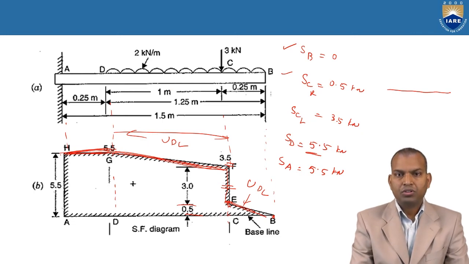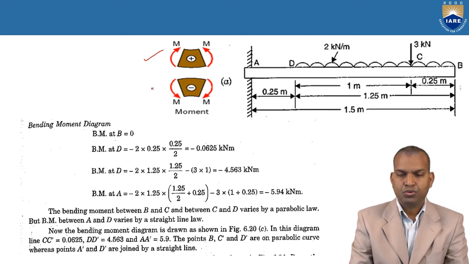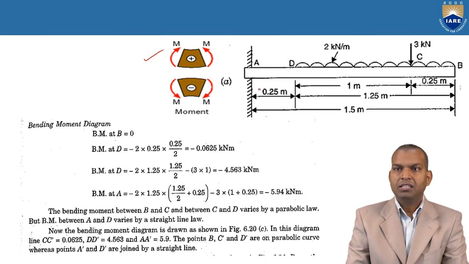Now next, how to draw the bending moment diagram. First of all you have to draw the bending moment sign conventions so that you will not get any confusion. After practicing some problems, with more practice, you can draw directly without sign conventions, and without keeping the values. You can also directly draw the shear force and bending moment diagram. Now this is the way.